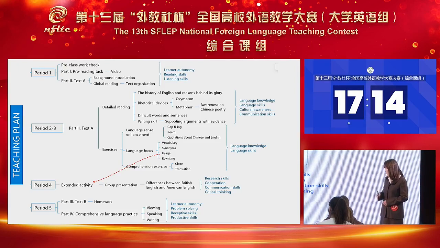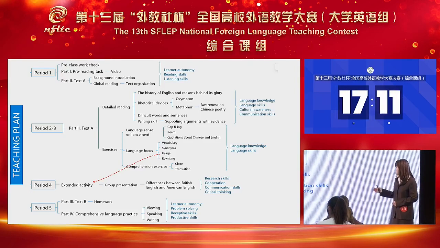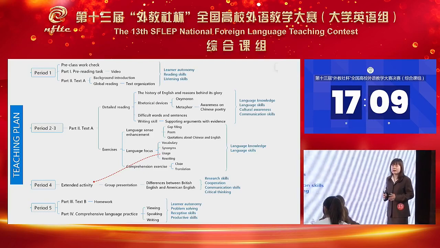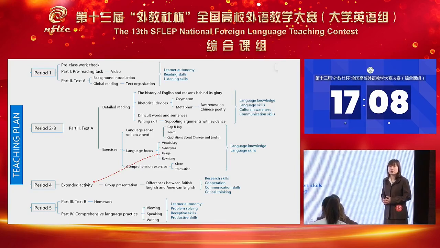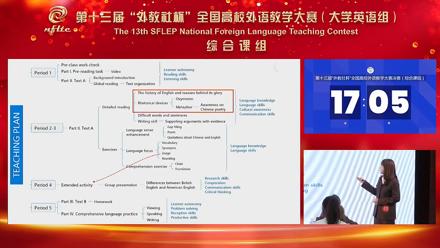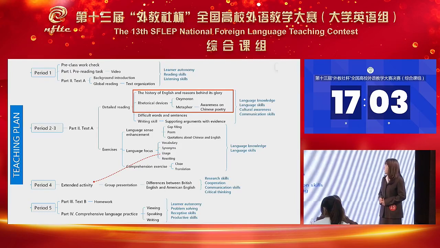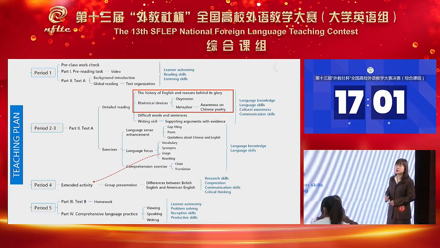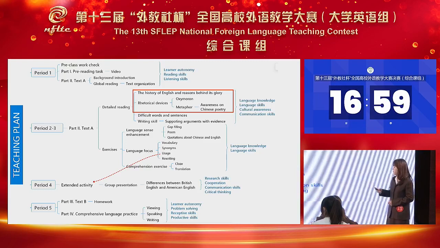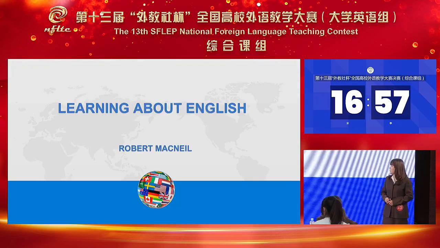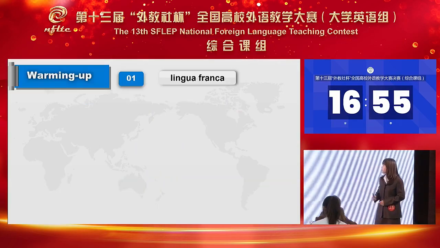Comprehensive language practice, including viewing, speaking, and writing, will be done in class to develop their language proficiency. My demo lesson today is taken from the very beginning of the reading session. Now comes my demo lesson.